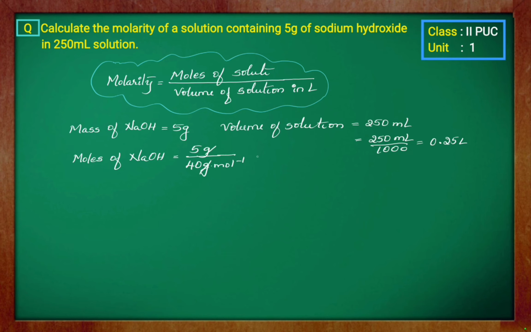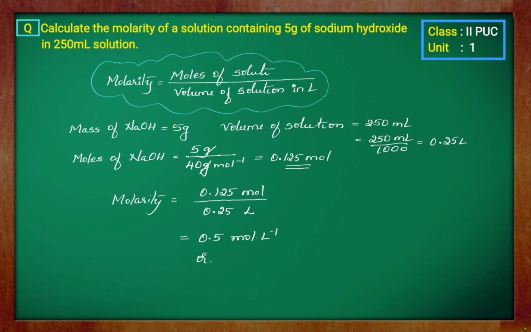Gram and gram gets cancelled. Dividing 5 by 40, the answer comes out to be 0.125 moles. Now let us substitute all these values into the formula for molarity, and therefore we have molarity is equal to moles of solute, that is 0.125 mole, divided by volume of solution in liter, which is 0.25 liter. Simplifying this, we get 0.5. The unit is mole per liter, or the same can be written as 0.5 molar.